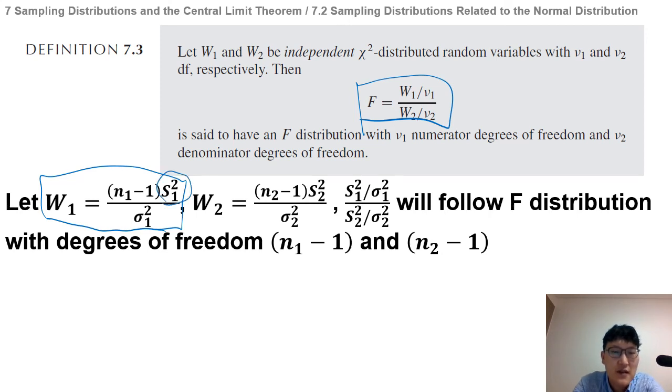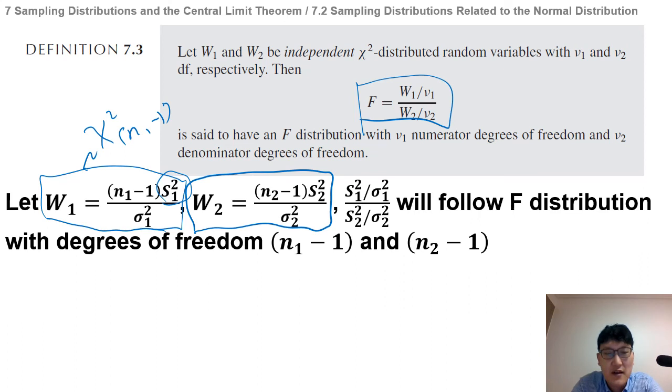S1 square is the sample variance from the first population, and we know that this W1 follows a chi-square distribution with n1 minus 1 degrees of freedom. This W2 term can be calculated from the second population samples, and we know that this is a chi-square distribution with n2 minus 1 degrees of freedom. Since those samples are randomly sampled from each distribution, these two W1 and W2 terms are independent.